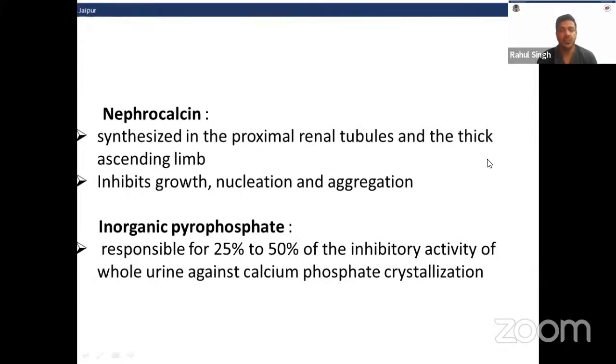Nephrocalcin is synthesized in the proximal renal tubules and the thick ascending limb. It inhibits growth, nucleation, and aggregation. Inorganic pyrophosphate is responsible for around 25 to 50% of the inhibitory activity of whole urine, again against calcium phosphate crystallization.